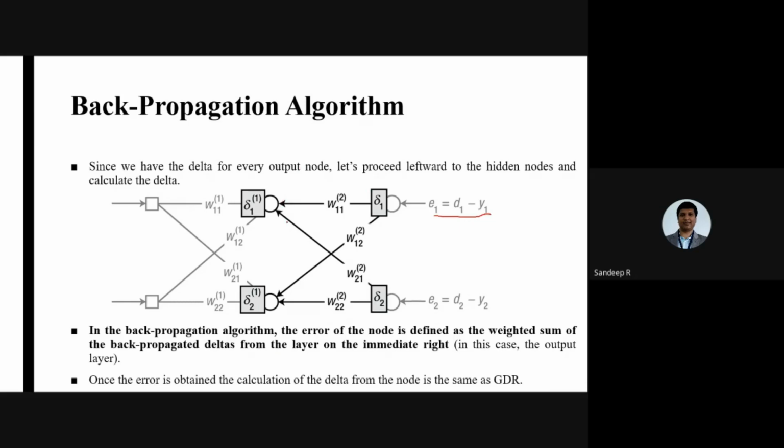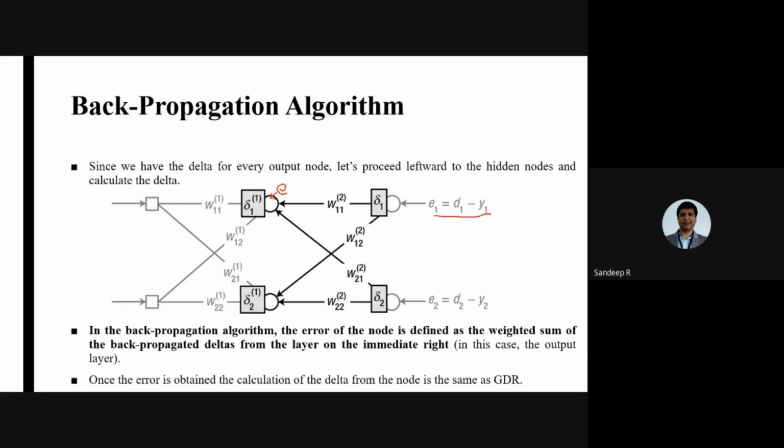Here, how is the error calculated? W11^2 into delta 1 plus W21^2 into delta 2. So we have calculated this for this particular node. Suppose I want to calculate the error for another node: it is W12^2 into delta 1 plus W22^2 into delta 2, nothing but the weighted sum of the deltas. For the hidden layer, I do it the same way: W11^1 into delta 1^1 plus W21^1 into delta 2^1. So we have calculated the error, and similarly we repeat this process.